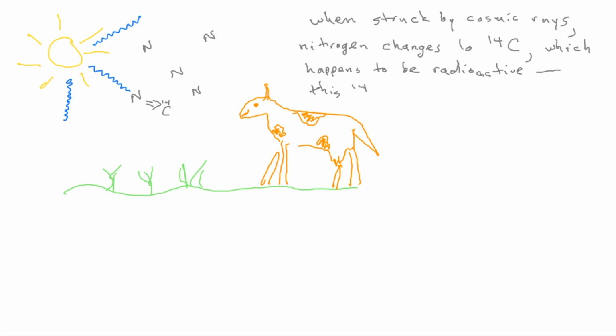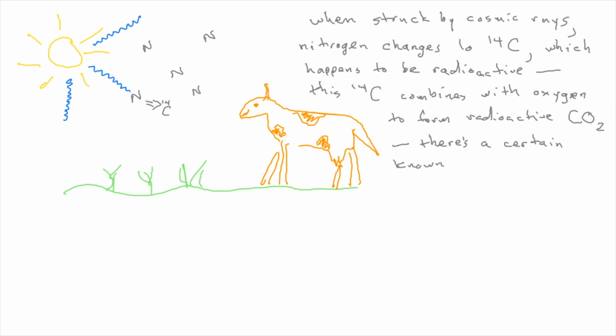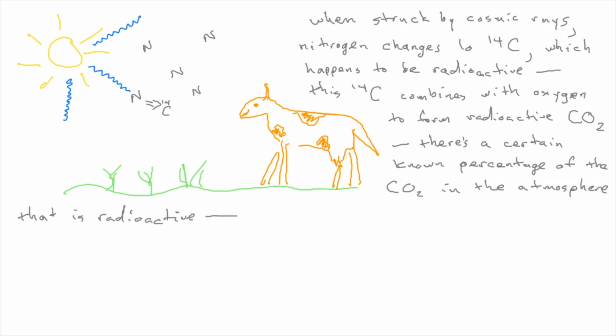This carbon-14 combines with oxygen, ordinary plain old oxygen, to form radioactive carbon dioxide, CO2. Do you remember your old stuff? This is why I drew the grass. There's a certain known percentage of the CO2 in the atmosphere that is radioactive. And then who breathes carbon dioxide? Well, not me. Actually, I do. I breathe it out, but I don't breathe it in.